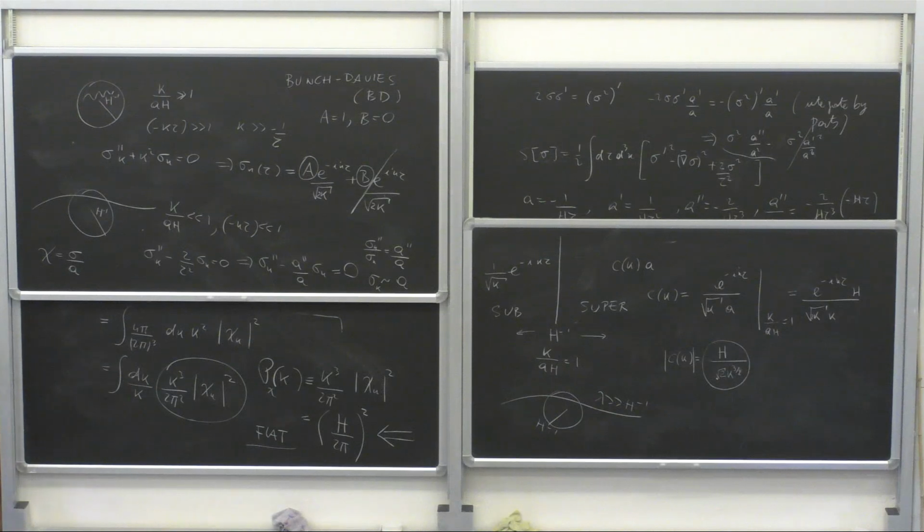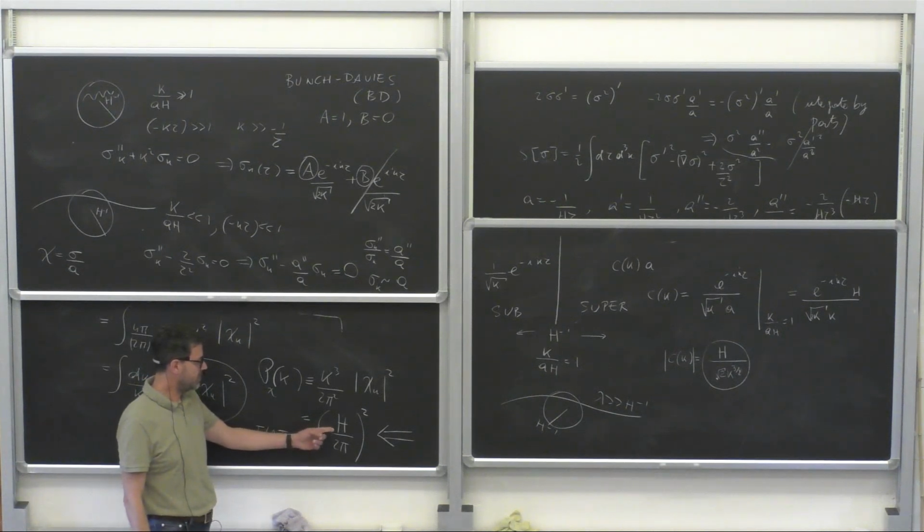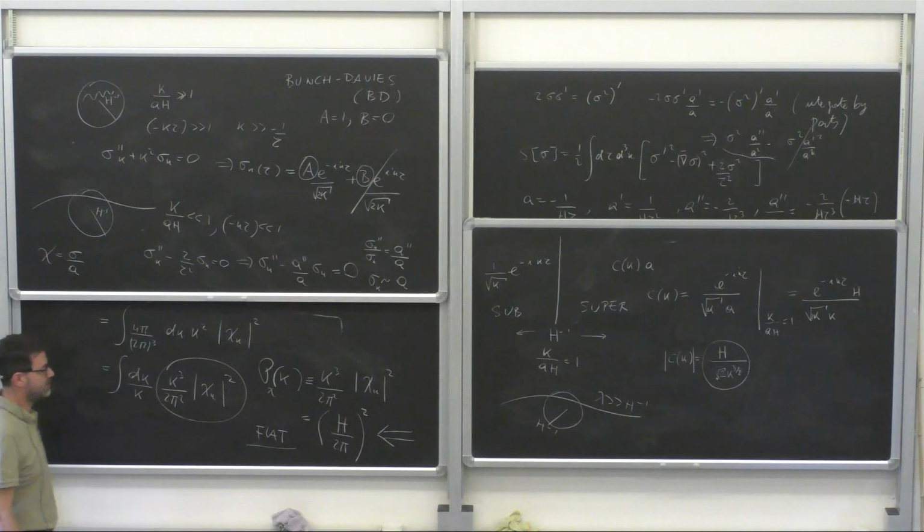Not only that, but you notice that the amplitude is what is called in this subject the Hawking temperature, which is basically H over 2 pi. Okay? So it goes like the square of the Hubble rate, which is the only energy scale you have in the problem, in fact.